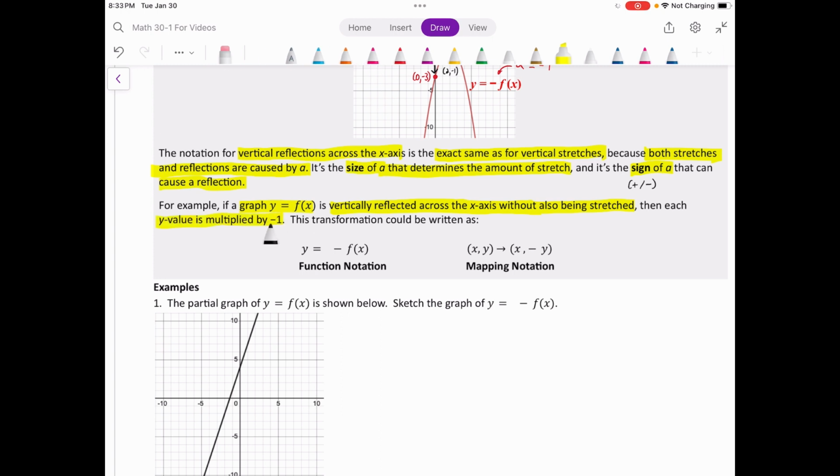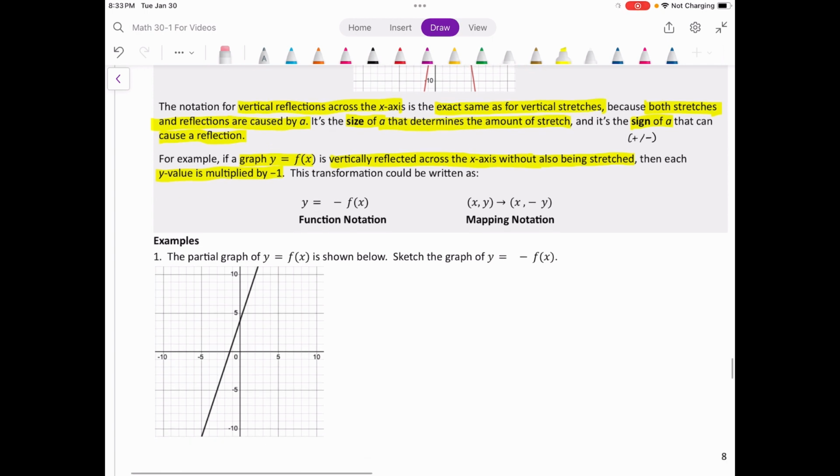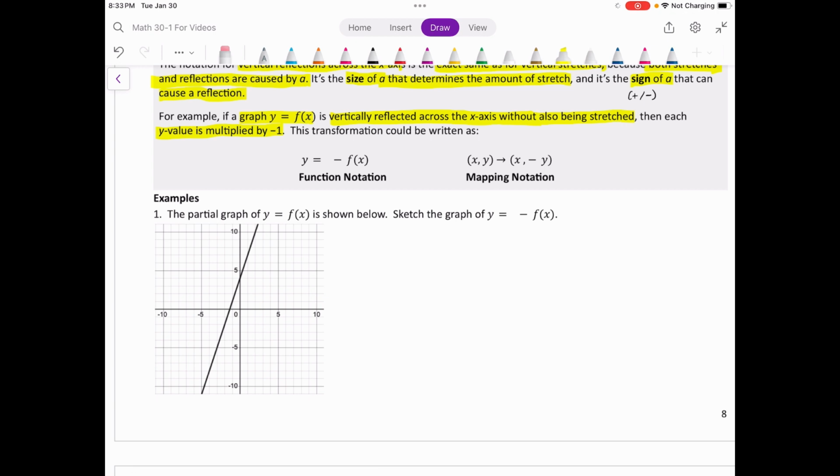If a were -2, then every y value gets multiplied by -2. So that is going to change the sign of it. That is going to reflect it across the x-axis, but it's also going to stretch it vertically by a factor of 2. So we will look more and more as we go at combining transformations. For now, we're kind of just focused in on doing one at a time. Right now, it's reflections. Okay, so we could represent this in function notation.